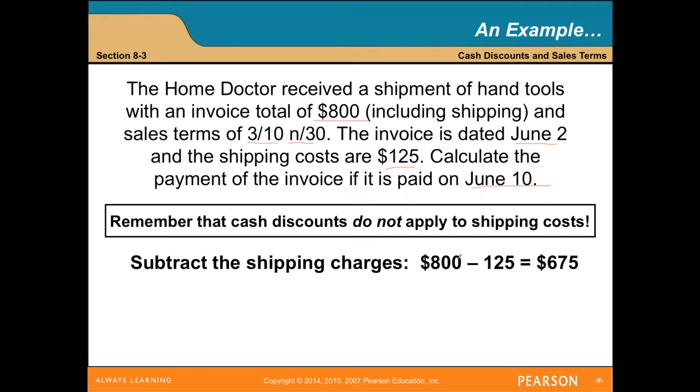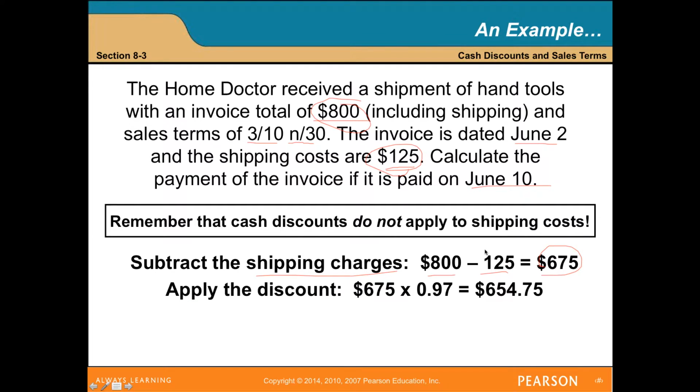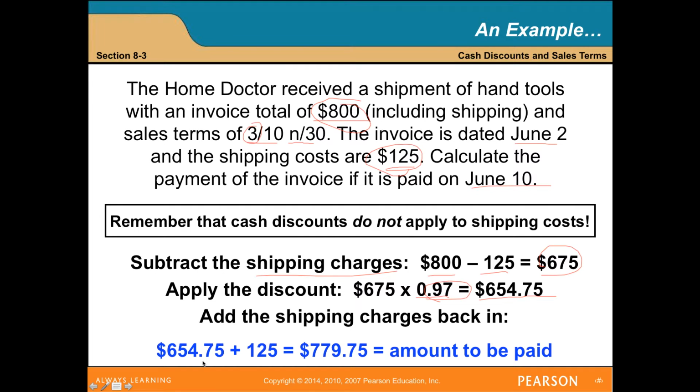So the first thing you want to do is subtract the shipping charges. We know what the shipping charges are. It's $125. You want to take that from the total amount. 800 minus 125 equals $675. So now you apply the discount. $675 times 97%, because we're getting a 3% discount. So this is what you're going to be paying, and that equals $654.75. So now you add the shipping charges back in. So now you have $654.75, which is the discounted total price you're going to get, plus 125 equals $779.75, which is the amount to be paid.